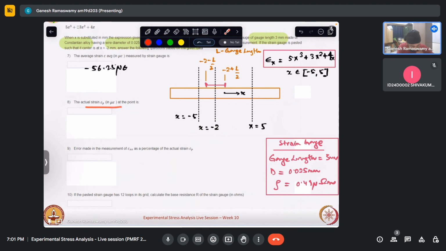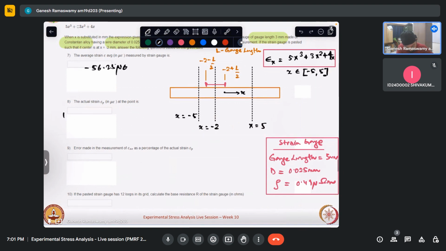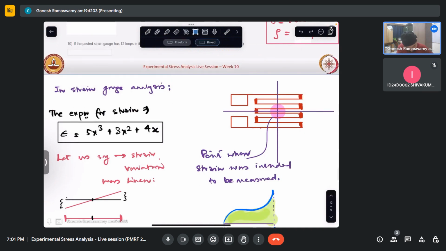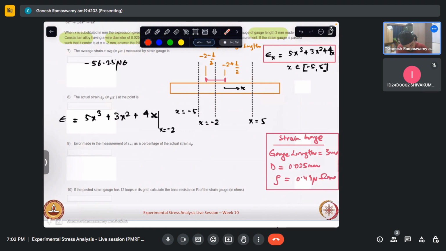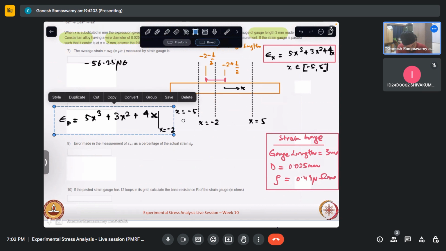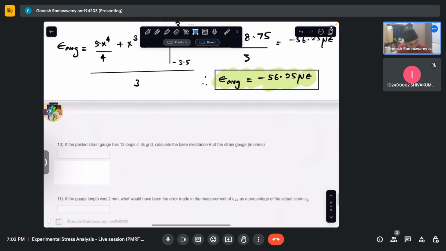So what is the actual strain at this point? The actual strain at this point is nothing but, we have the expression. The actual strain at this point is at x equal to minus 2, because that is where we have pasted the strain gauge, with the assumption that the variation is not much and we are getting the average strain here. So let us substitute this. This will be epsilon p. I'll just take this out of here to avoid clutter, and I'll put it here.